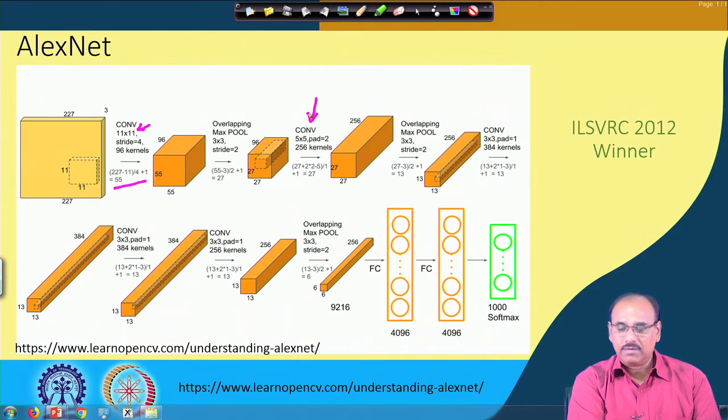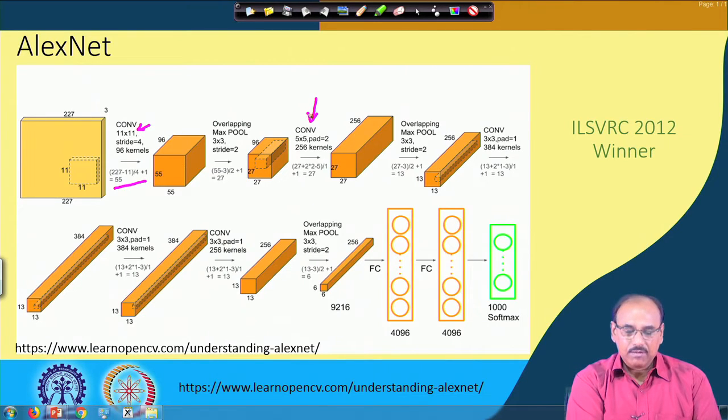Then again you have an overlapping max pool layer, where max pooling is again done over a window of size 3 by 3 and stride equal to 2. So again that means max pooling is done over overlapping windows. And the output of this becomes your 13 by 13 feature maps, and the number of channels you have is 256, because due to max pooling you are not reducing the number of channels.